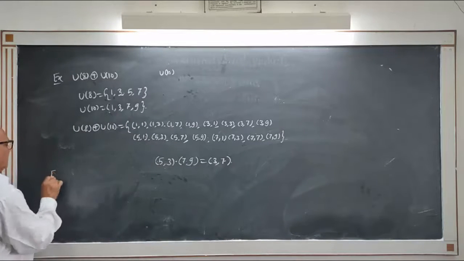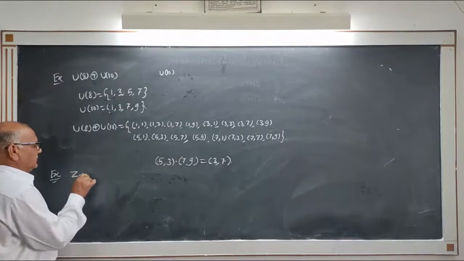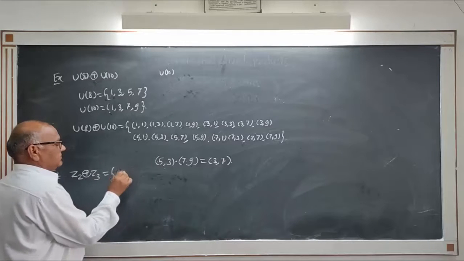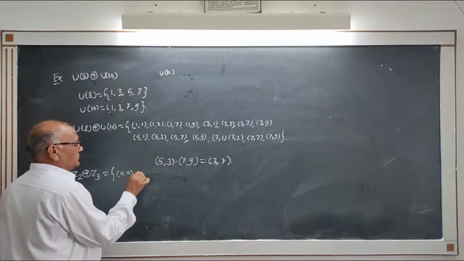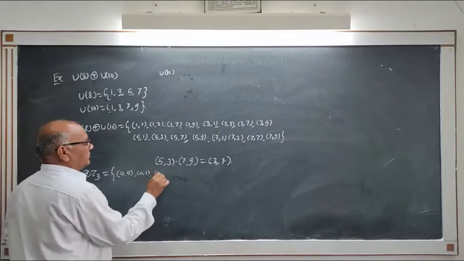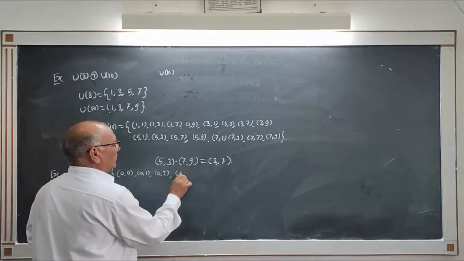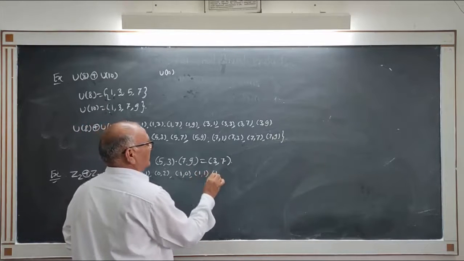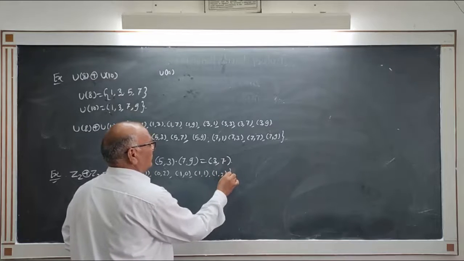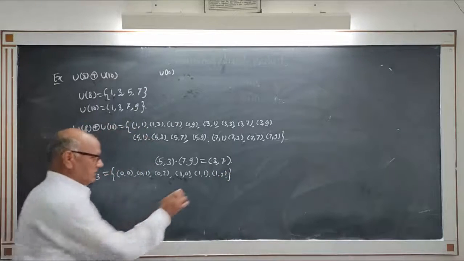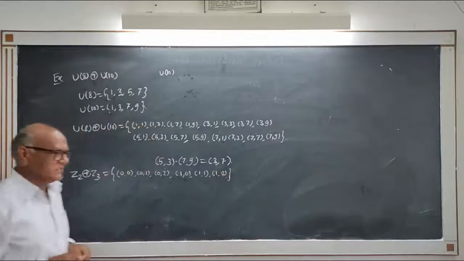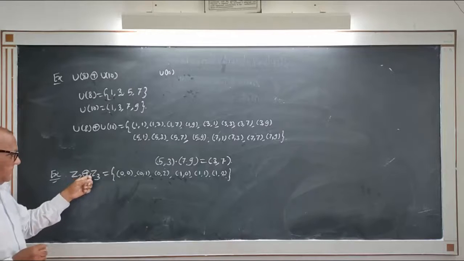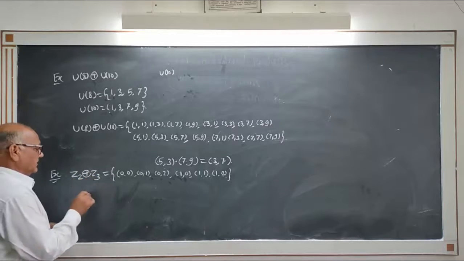Now another example, Z2 ⊕ Z3. It contains the elements (0,0), (0,1), (0,2) and (1,0), (1,1), (1,2), like this. Total 6 elements in Z2 ⊕ Z3.